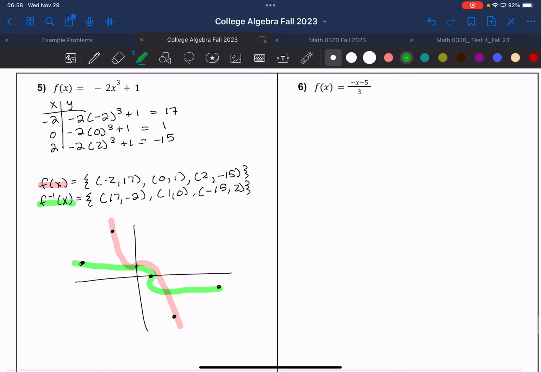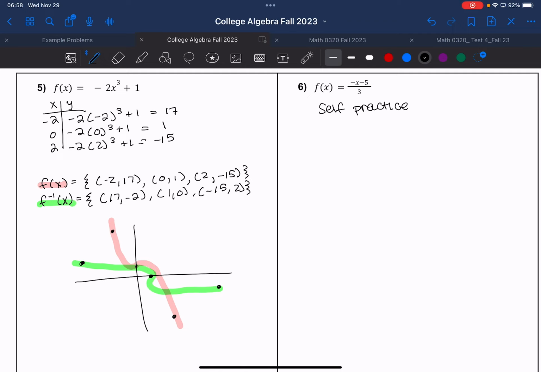Again, rough sketch. Okay. I'm going to go ahead and leave number 6 as self-practice.